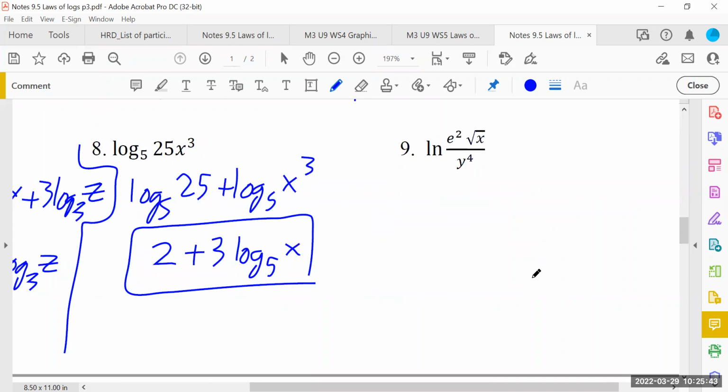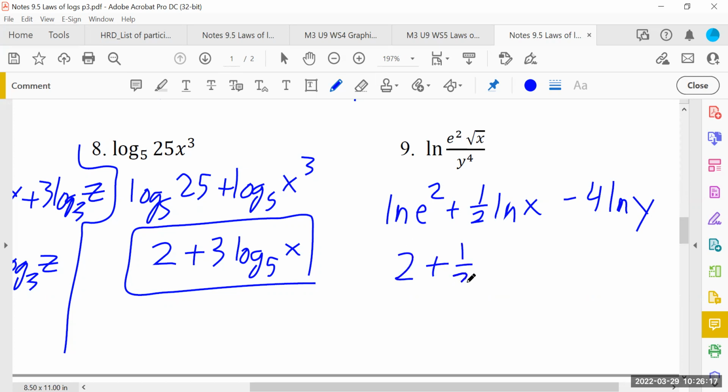Last one of these. Is everybody good with it being natural log of e squared plus, actually, let's go ahead and bring that 1/2 out in front. 1/2 natural log of x. And then the natural log of y to the 4th, or even bring that 4 out in front. 4 natural log of y. Is this a plus or a minus? Minus. It was on the bottom of the fraction, so it's minus. Almost done. Natural log of e squared is just going to be 2, 1/2 natural log of x minus 4 natural log of y.